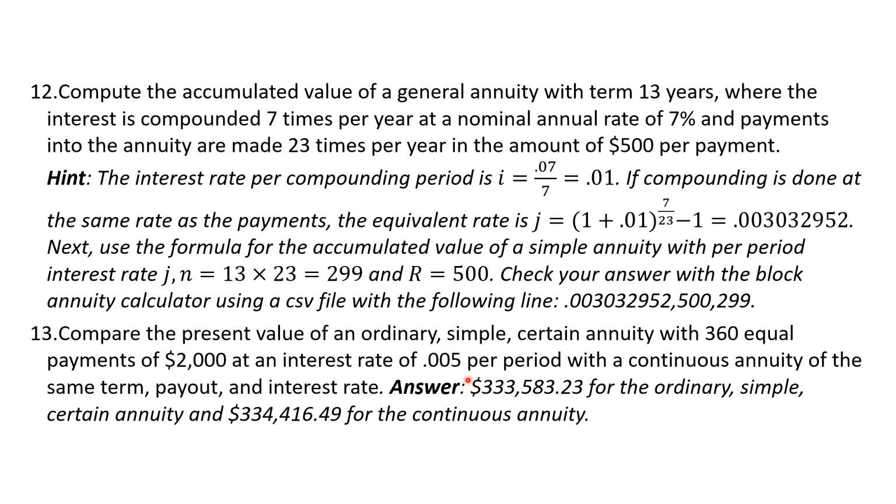And I'll give you the answer here. So they're almost the same. For the first case, you get $333,583 and 23 cents. And for the second case, you get slightly more, $334,416 and 49 cents. Okay, so that was the last exercise in this lesson.